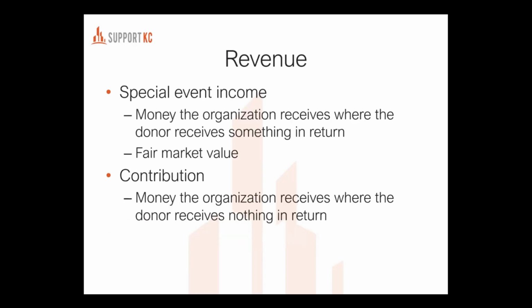When it comes to special event revenue, there are two different areas. We've got special event income. This is money that the organization receives where the donor receives something of value in return, and we call that a fair market value. If I buy a ticket to a gala for $100, I'm getting something in return: dinner, food, drinks, and entertainment. Or if I buy a silent auction item, I'm getting something in return when I win, or a raffle ticket, I'm potentially going to get something in return.